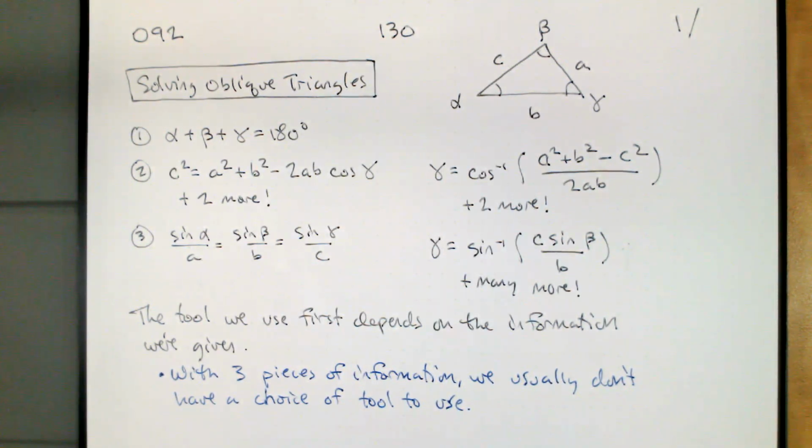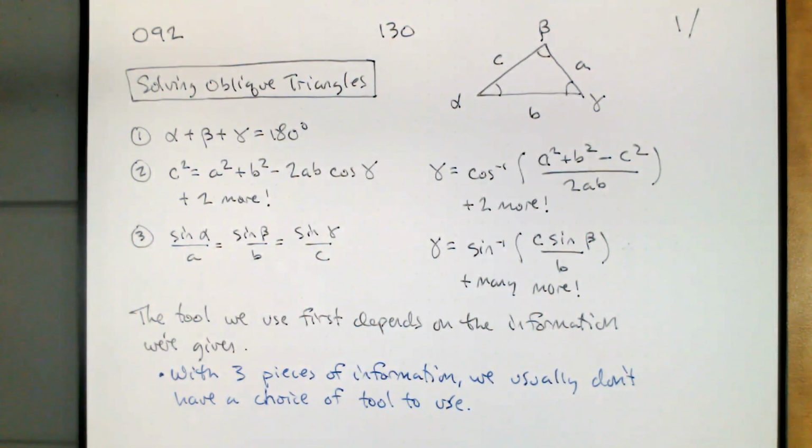We spent some time breaking things into cases to decide which tool we should use first. When we have three pieces of information, we usually don't have a choice as to which tool we use first. Once we have four pieces of information, then we have a choice of which tool we can use. Usually at that point, we should just switch to the law of sines because it's just a ratio.